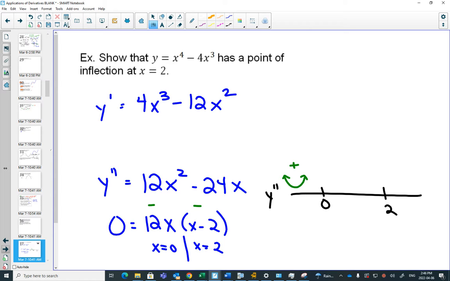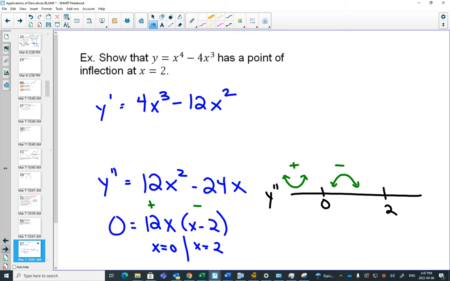Concave up on the original graph. What does it tell us about the derivative? The derivative is increasing. Second spot, between 0 and 2, plug in 1. This section would be positive now, but this section would still be negative. A positive number times a negative number will be negative.